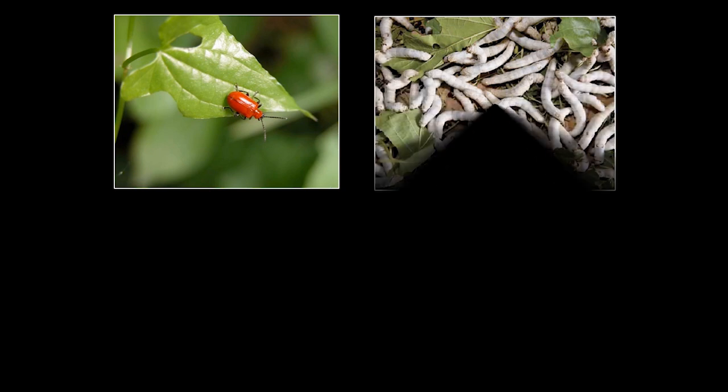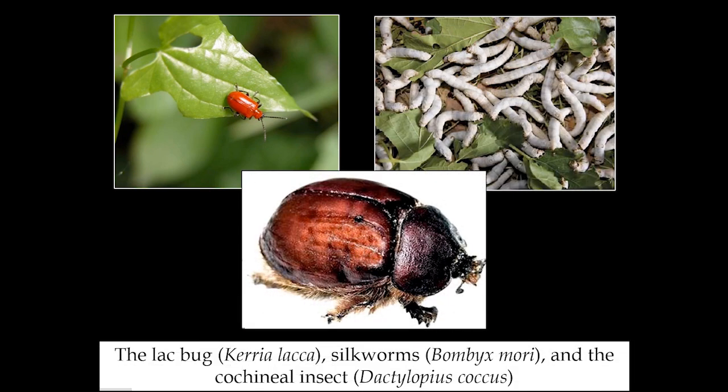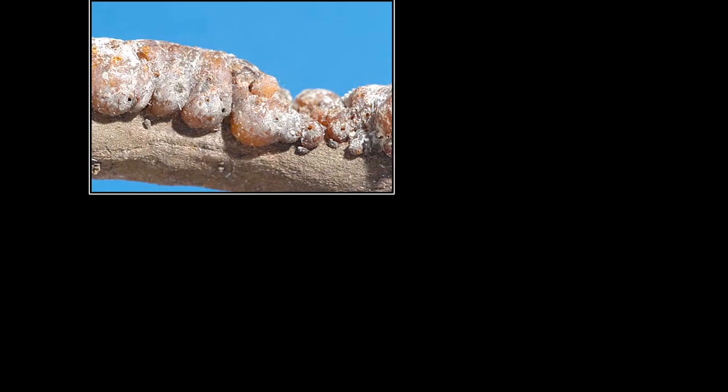Now here are the stars of the show in some ways. This is the Karyalaka bug, the silkworm, and the cochineal bug, and they are indeed true bugs that share a number of features in both the cases of the Karyalaka bug and the cochineal bug. I'll talk about that later if I have a chance. I want to start out with shellac, though, and give you a sense of where it comes from.